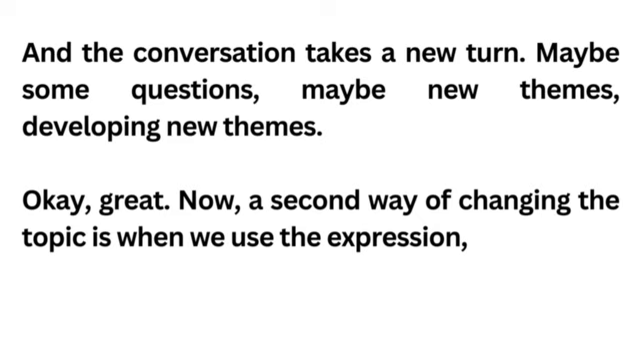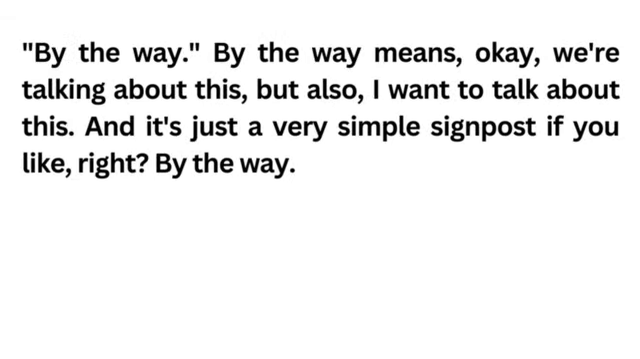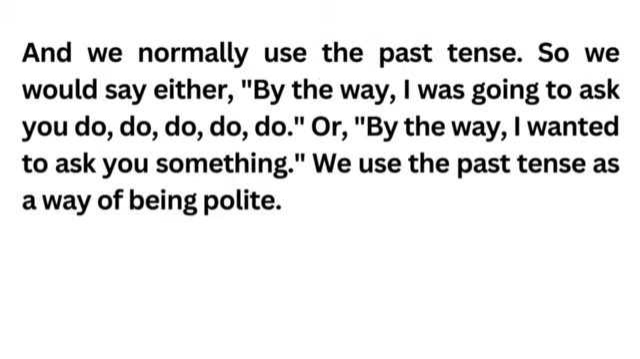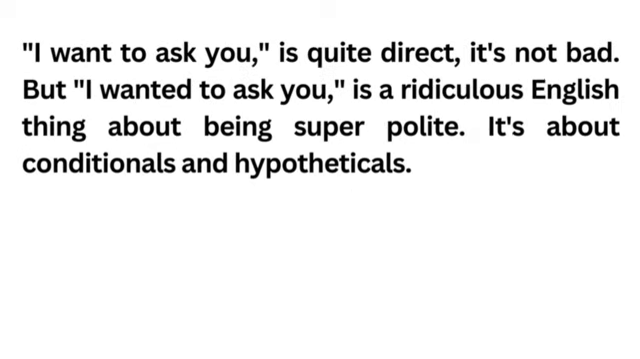Okay, great. Now, a second way of changing the topic is when we use the expression, by the way. By the way means, okay, we're talking about this, but also I want to talk about this. And it's just a very simple signpost, if you like. By the way. And we normally use the past tense. So we would say either, by the way, I was going to ask you, or, by the way, I wanted to ask you something. We use the past tense as a way of being polite. I want to ask you is quite direct. It's not bad. But I wanted to ask you is a ridiculous English thing about being super polite.